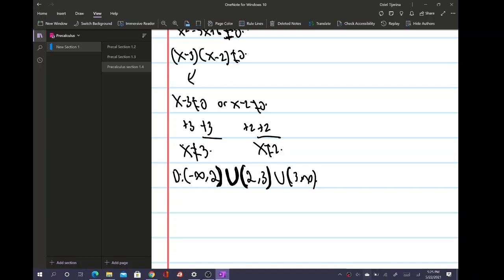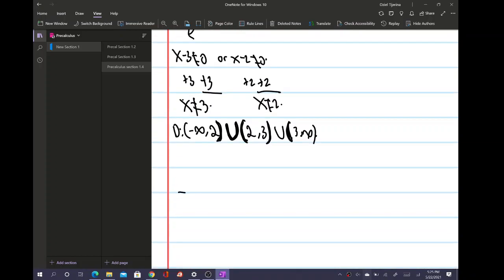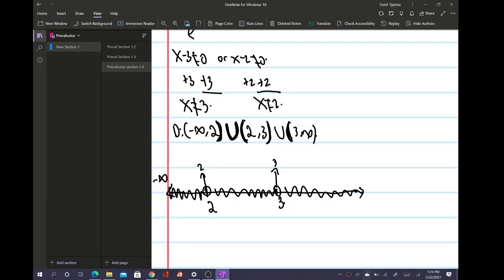So like this. If it helps, you can draw a number line, right? And you can draw endpoints at x equals 2 and at x equals 3. So it goes from negative infinity to 2, 2 to 3, and then 3 to infinity. That way you know this is negative infinity, here's 2, here's 3, and over here is infinity, right?